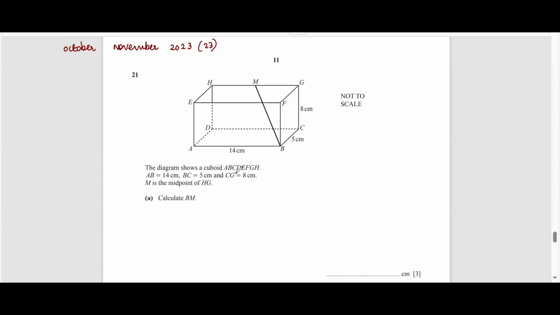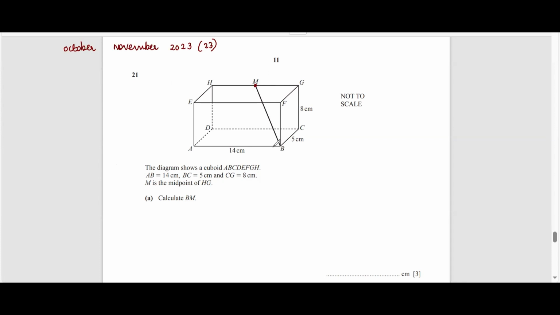The diagram shows a cuboid ABCDEFGH. AB is given as 14 centimeter, BC 5 centimeter, and CG as 8 centimeter. M is the midpoint of HG. Calculate BM. We need to find out the distance BM. Now, this is a 3D trigonometry question.